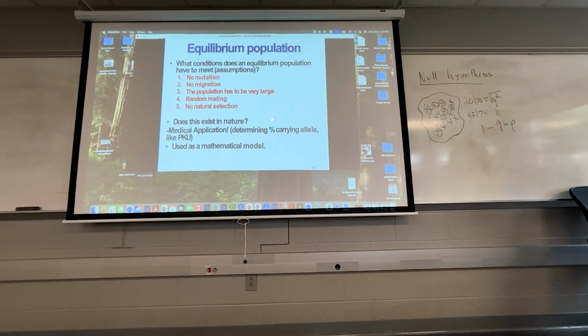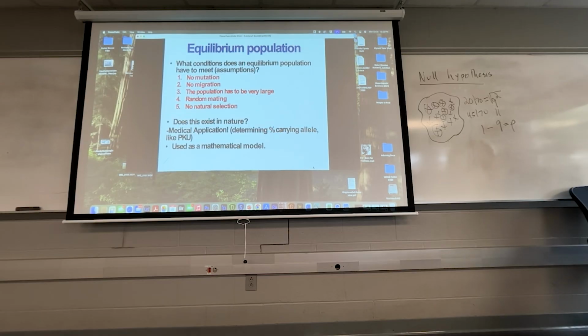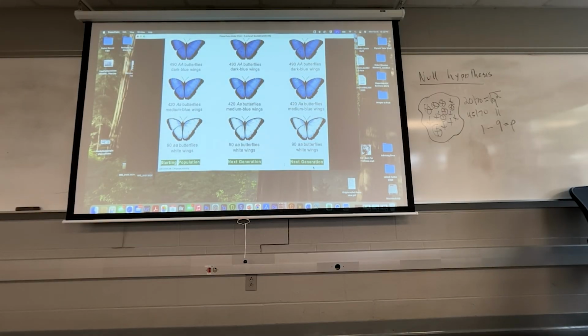So we know this doesn't exist in nature, but it does work pretty well for humans to do some genetic counseling and get percentages of disorders that you see. So it's a nice mathematical model to test whether a population is evolving or not. So this is what it should look like if a population does not evolve. There's the starting population. There's my first sample.